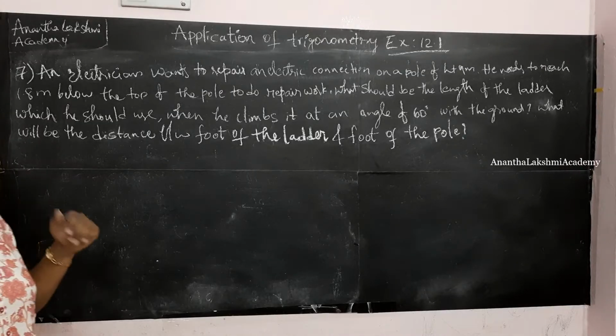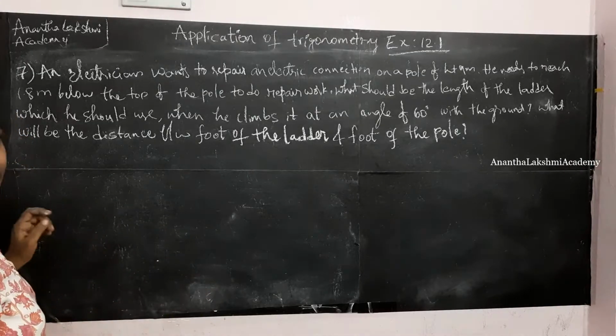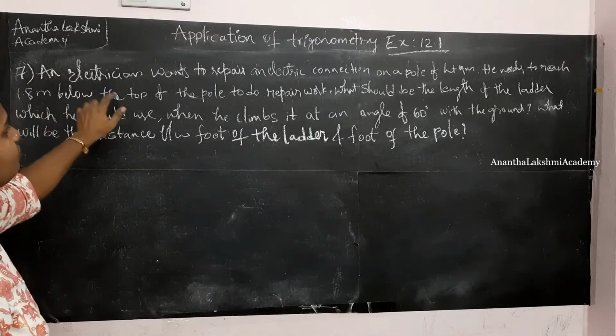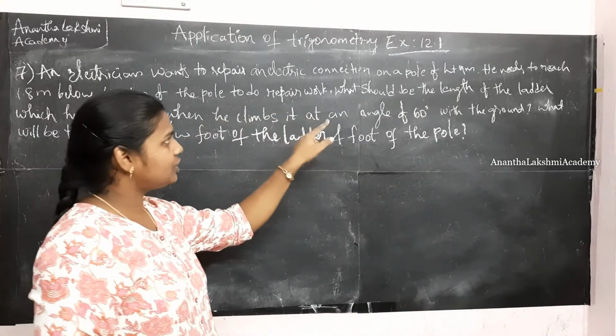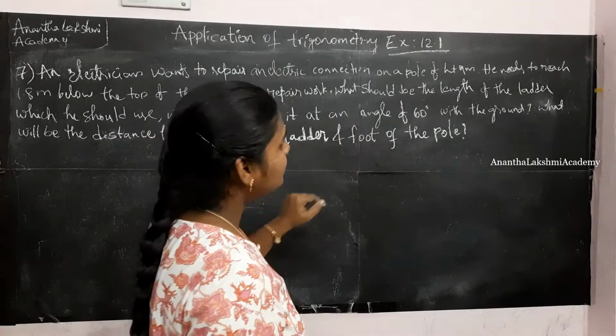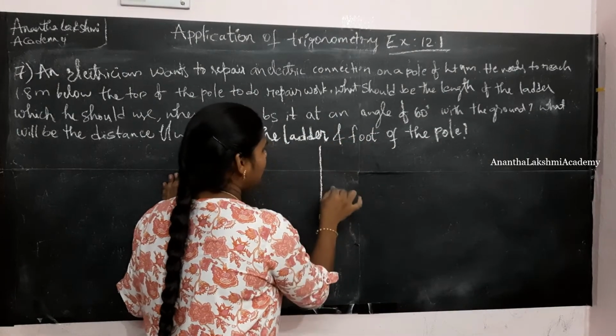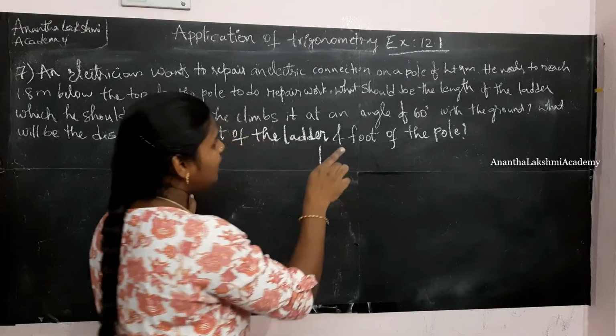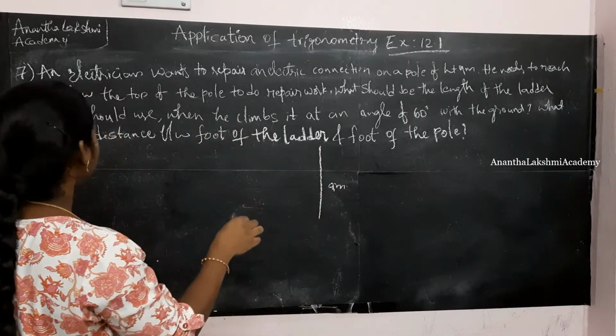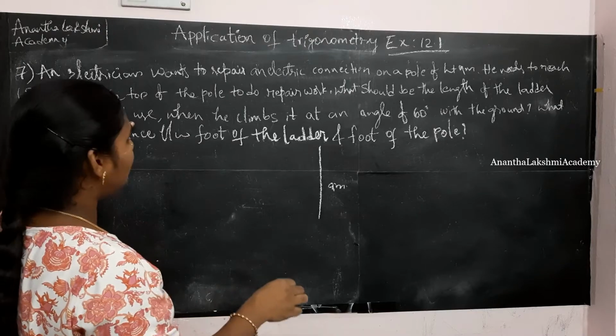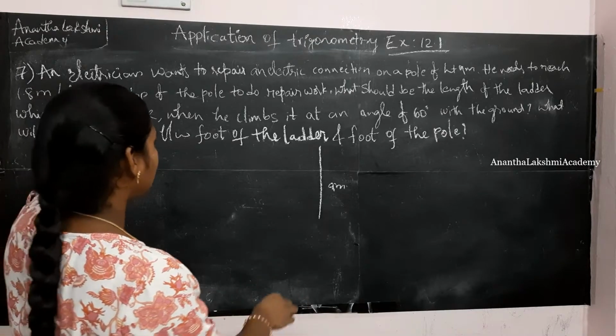We are with the problem number 7. Let me read out the problem. An electrician wants to repair an electric connection on a pole of height 9 meters. Okay, there is a pole. What is the height? 9 meters. He needs to reach 1.8 meters below the top of the pole to do repair work of.